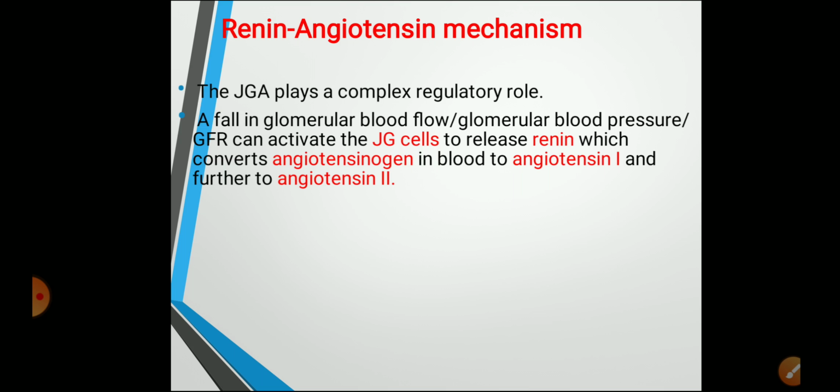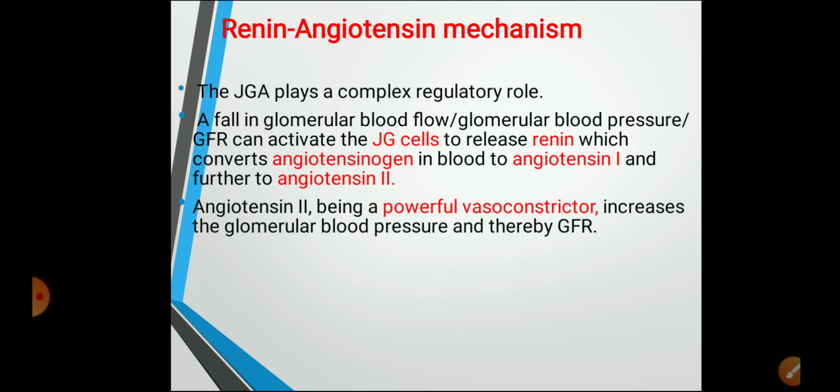Hope it's clear. So first what happens? Whenever the GFR falls, the JG cells release renin. Renin is an enzyme. And what is the action of renin? It converts the protein angiotensinogen found in the blood. It is produced by the liver cells and it is found in the blood. Angiotensinogen will be converted into angiotensin 1 and then into angiotensin 2.